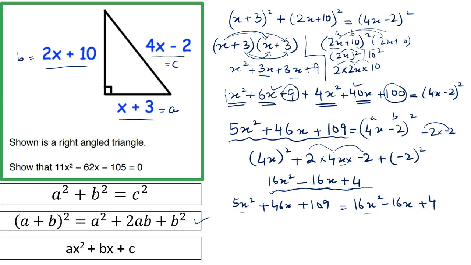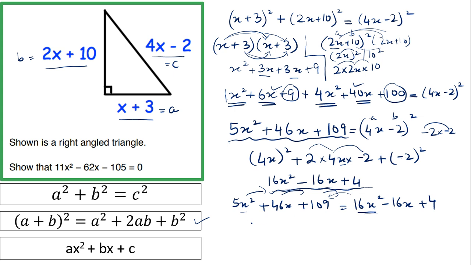Now, if you look at this carefully, here there's a 16x squared. If I were to take 16x squared to the other side, it would turn into a negative 16x squared, and then 5 minus 16 would give me a minus 11, and I don't want an x squared to be negative. Whichever is your highest coefficient, you always try and keep it positive. So in order to keep my highest coefficient, that is the x squared, positive, I would just prefer taking the 5x squared, 46x, and 109 to the other side, so that my highest coefficient stays positive.